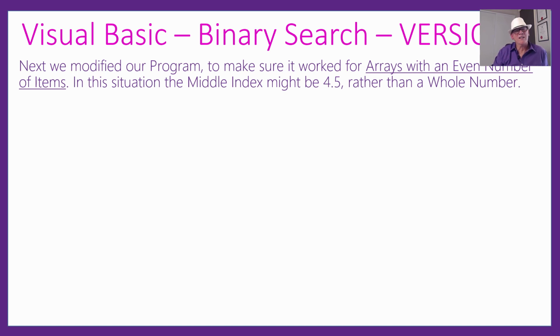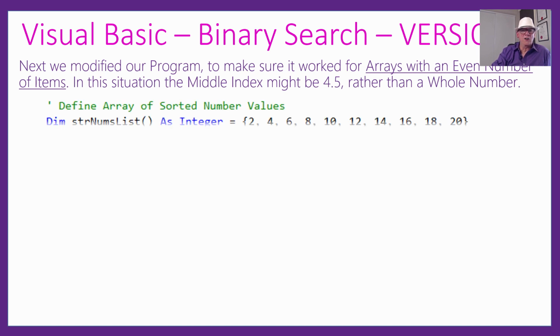Now remember when we tested back with our tracing, our desk checking, we did example 2 and example 3 and they had even numbers of items. Remember that's when we were doing 2, 4, 6, 8, 10, 12 up to 20. We're now going to check that the program we've written does that okay.